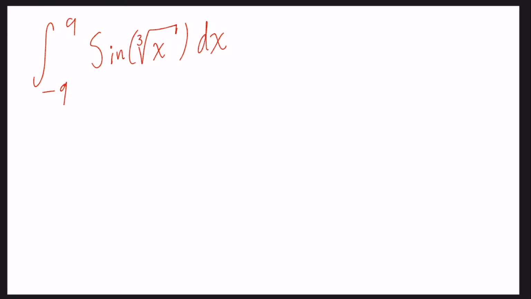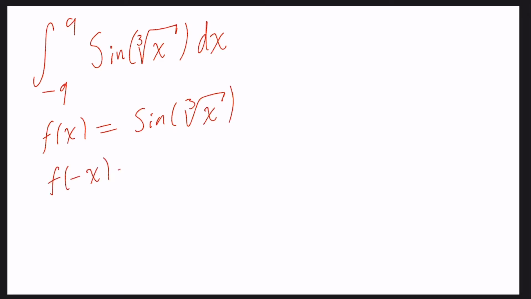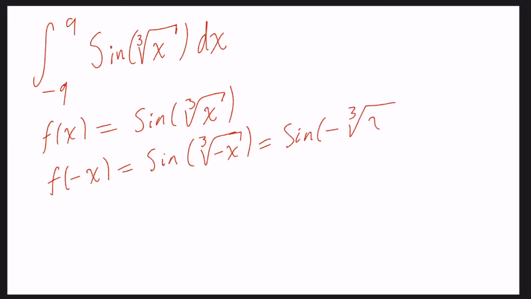But we know something from here. We can take f(x) equal to sine of the cubic root of x. We know that f(-x) is equal to sine of the cubic root of minus x. This is equal to sine of minus the cubic root of x.